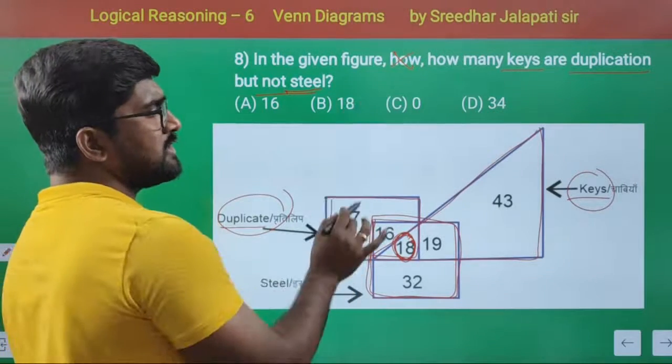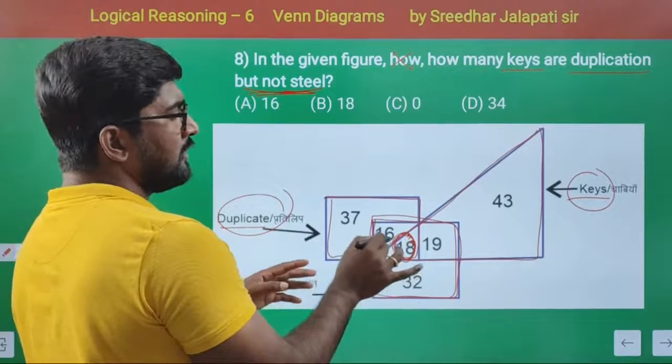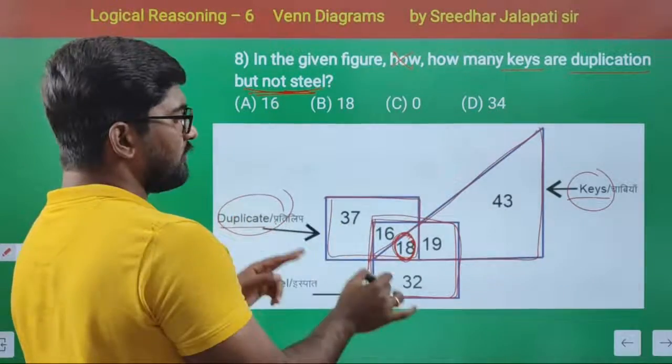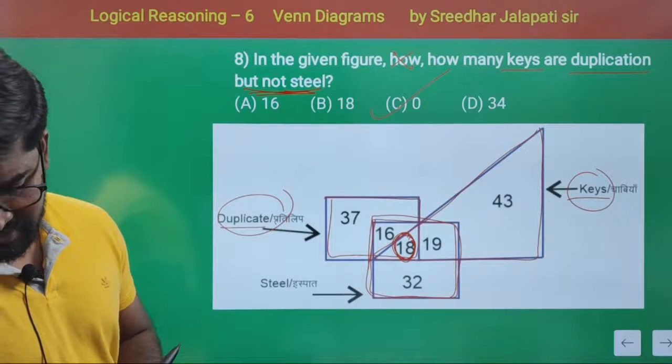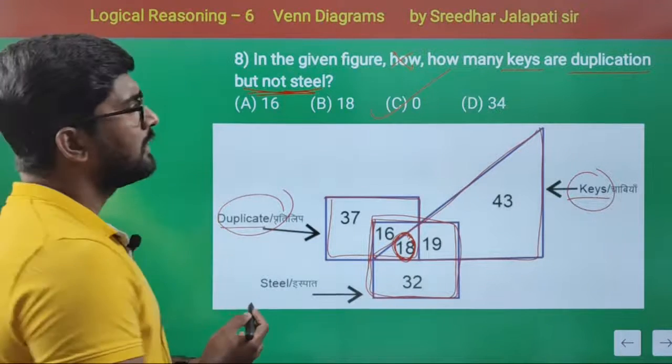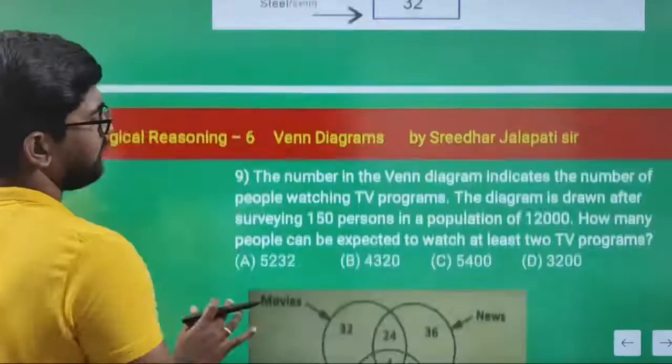So what is the question? Keys and duplicate but not steal. So there is nothing which is keys, duplication but not steal. So answer 0, option C. I appreciate all those who got the answer C, that is 0. Okay, right. Let's move to the next question.